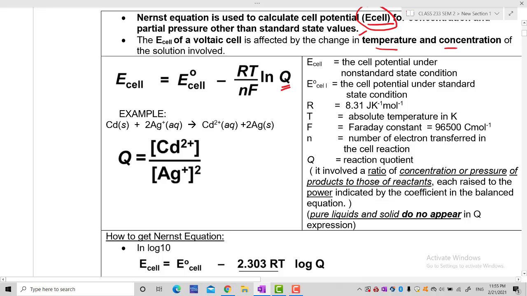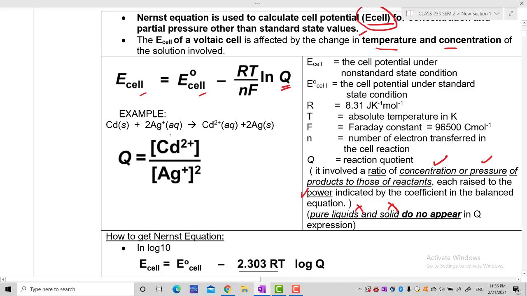So what is Q? Q is product over reactant. E cell is the potential difference, and E naught cell is the potential difference under standard condition. And RT and F, I think you know this one. So what is Q? Q refers to the concentrations or pressures. When you write Q, you write the powers according to the stoichiometry. And Q does not include liquids and does not include solids.